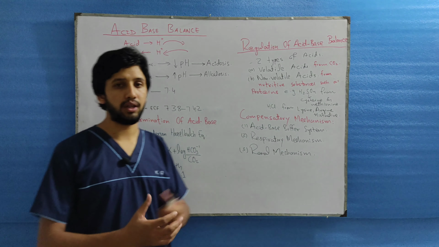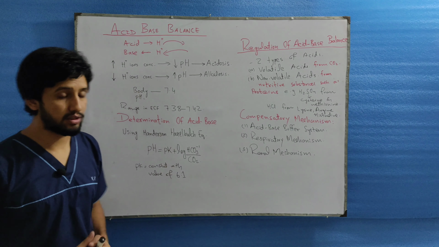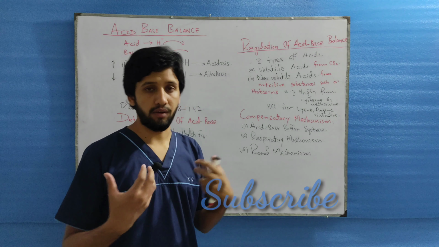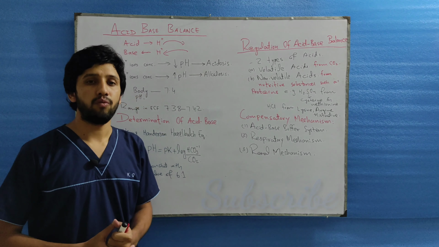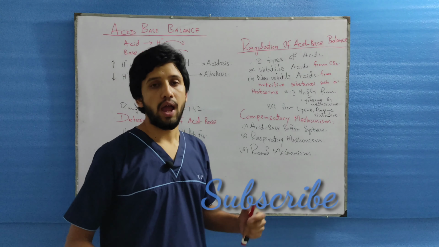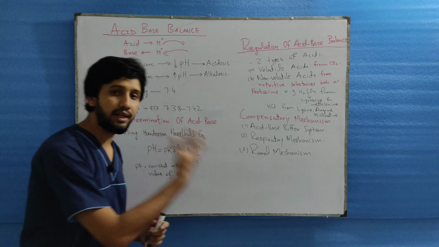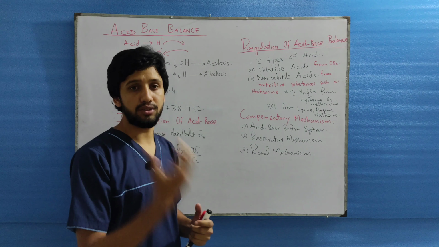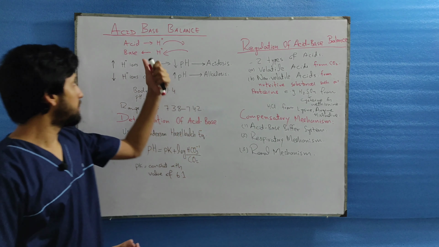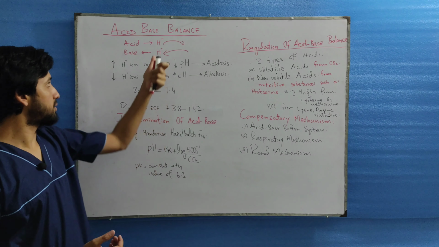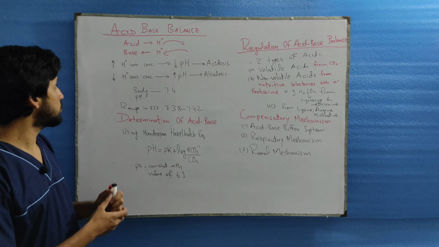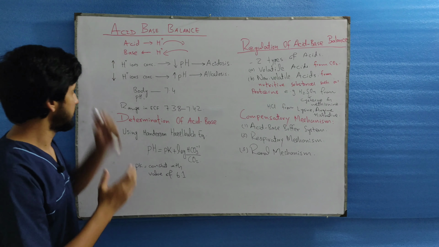Here to discuss the topic that is acid-base balance or acid-base status in our body. What is acid? What is base? Any substance which donates a proton or which eliminates H+ species in a solution is called an acid, while a base is a proton acceptor or H+ ion acceptor. So this is acid and base.